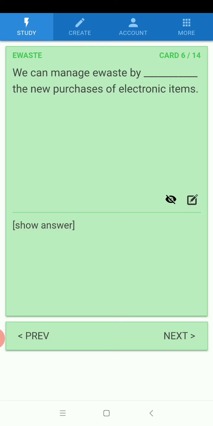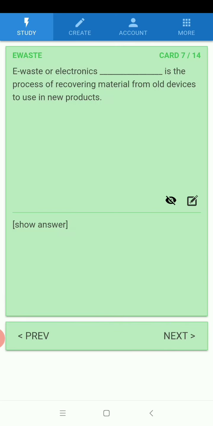Next, this is a fill in the blanks type of question. We can manage e-waste by dash the new purchases. The answer here will be by reducing the new purchases of electronic items. Next question is, e-waste or electronics dash is the process of recovering material from old devices to use in new products. So the answer is recycling. Recycling is the process of recovering material from old devices to use it in new products.